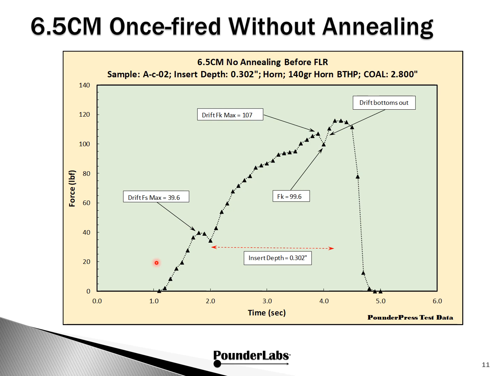Here's the seating profile of a 6.5 Creedmoor once-fired case without annealing. You can see the static force increasing to about 40 pounds. Then you'll see the drop. Here's the kinetic drift force. We reach a maximum up here at about 107. You'll see a small drop here. What this means is that the bullet's gone past the neck by just a few thousandths, and then here's where the drift bottoms out. This is the insert depth, 302 thousandths from here to where the drift bottoms out.